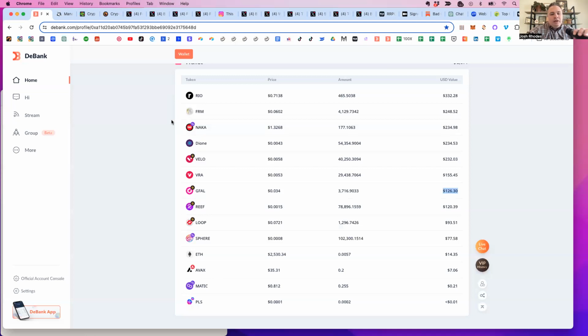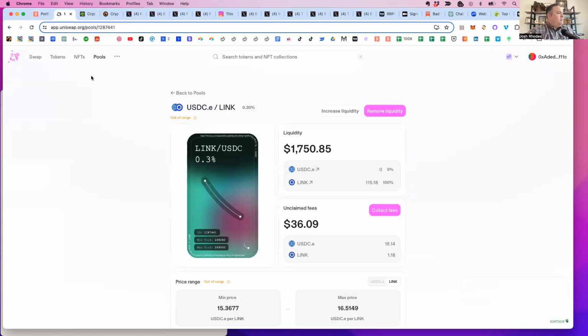Any questions around altcoins before I transition back over to liquidity pools real quick? I just want to make sure I get everyone taken care of. I'll tell you what, I'll come back to questions. I want to quickly touch base over here. I have several wallets where I manage different pools.